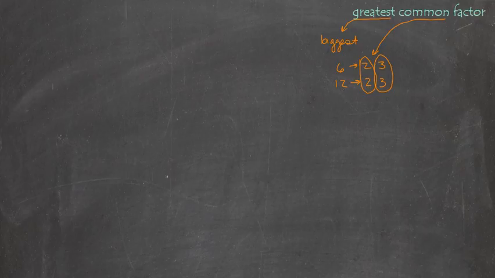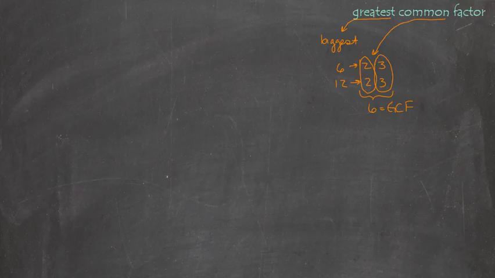And that's the last of the common factors. 12 has a factor of 4, but 6 does not. So if I were to take these two factors and multiply them together, they equal 6. 6 would be the greatest common factor, GCF. That's how we write greatest common factor. So 6 is the greatest common factor between 6 and 12. It's the biggest number that divides 6 and divides 12.